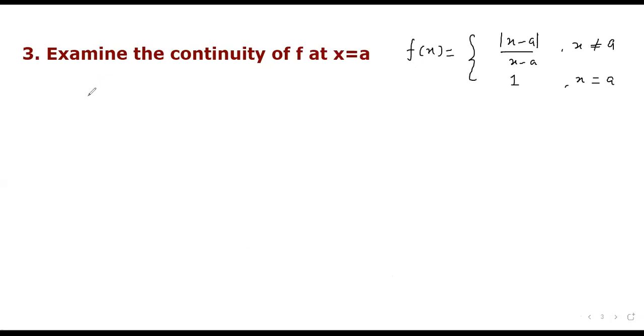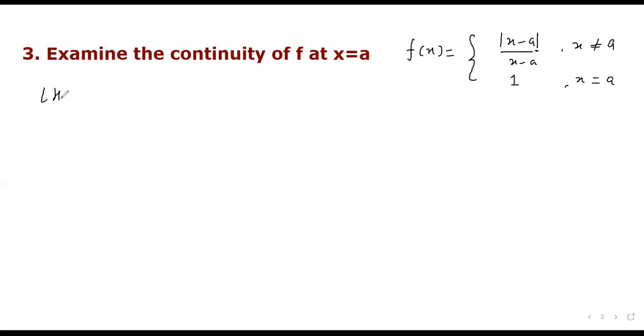Let's go to the next question. We are given: examine the continuity of f at x equal to a, where the function is given as modulus of x minus a upon x minus a, where x does not equal a. It means we have to take LHL and RHL from here.